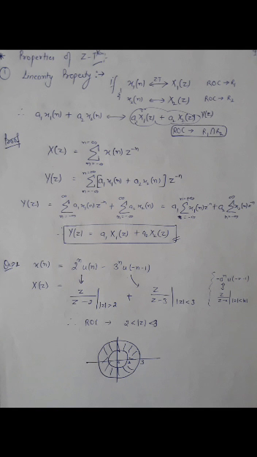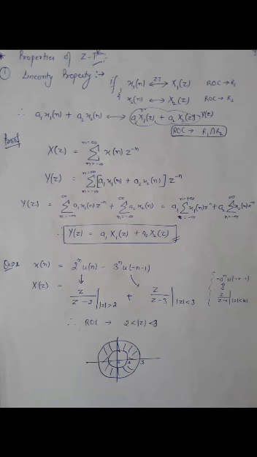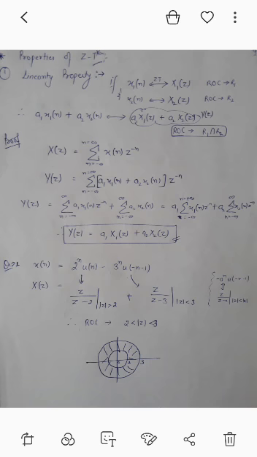The answer for 2^n u[n] is z upon z minus 2 with mod of z greater than 2. The second part, minus 3^n u[-n-1], we did in the last lecture: minus a^n u[-n-1], and the answer is z upon z minus 3 with mod of z less than 3. So X(z) is the sum of both the terms.